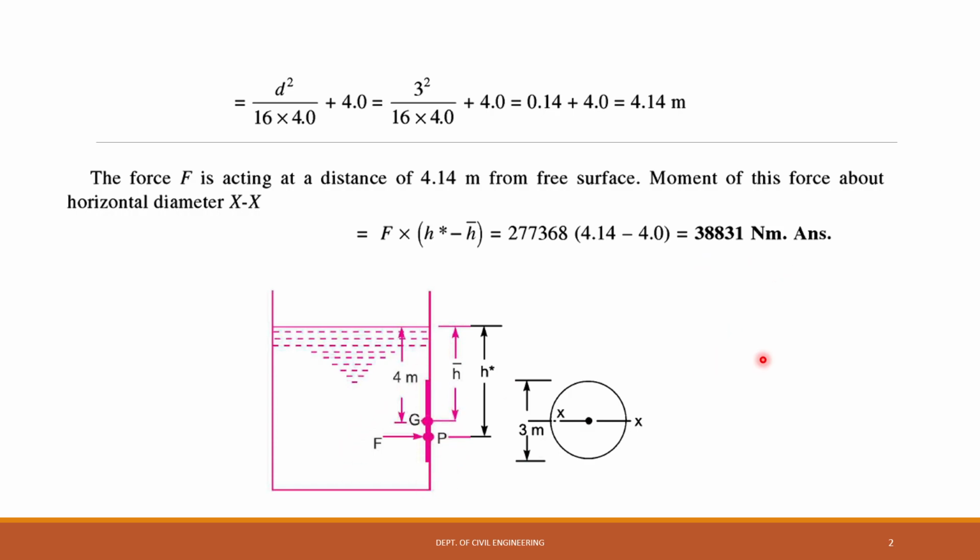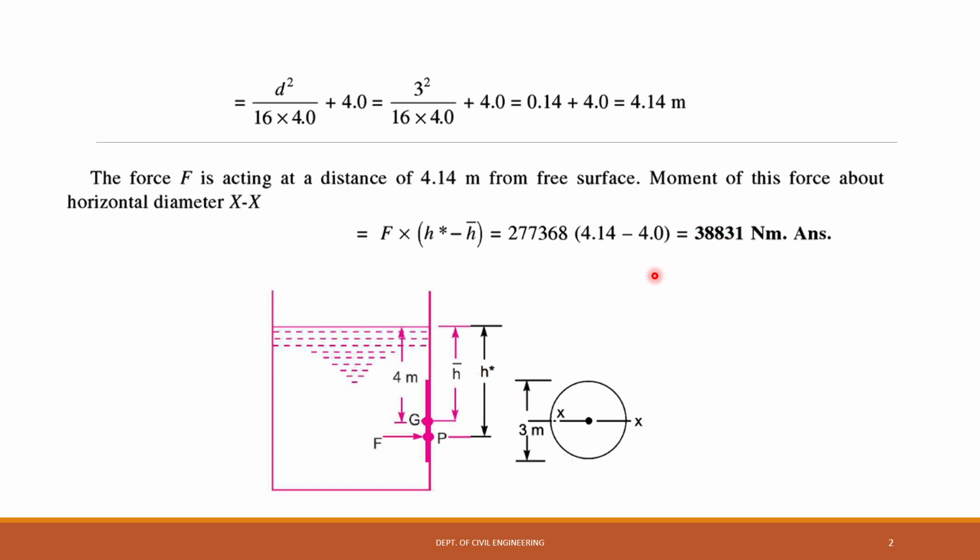Now in order to maintain this disc in equilibrium, we need to apply this moment in the clockwise direction, because with respect to this figure, F is acting in this direction. So it is causing an anti-clockwise moment in this direction. Am I right? So in order to maintain the disc in equilibrium, we need to apply a moment of 38,831 Newton meter in the clockwise direction.